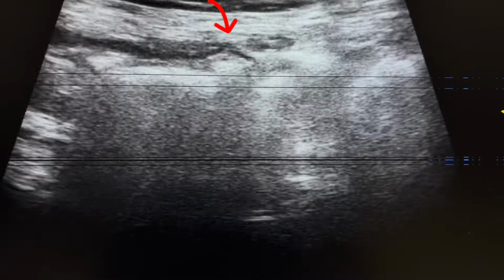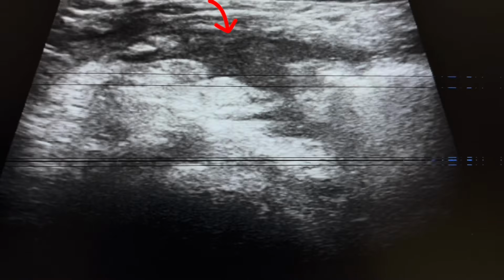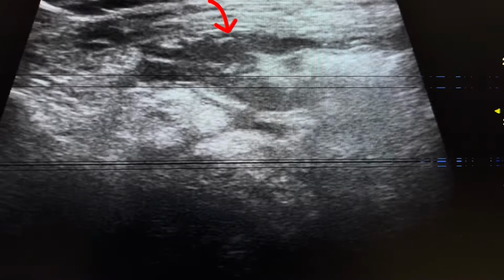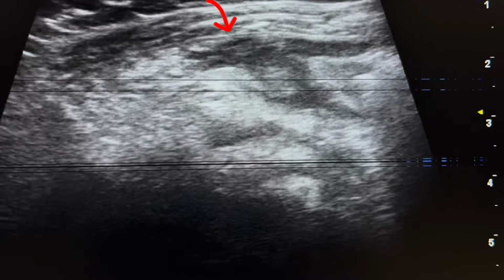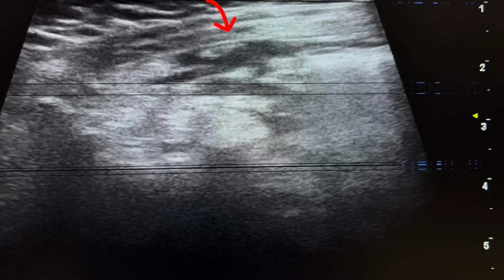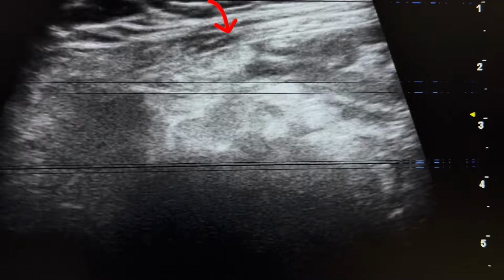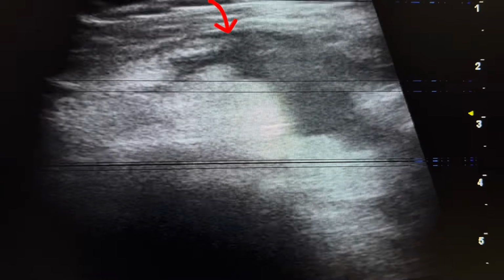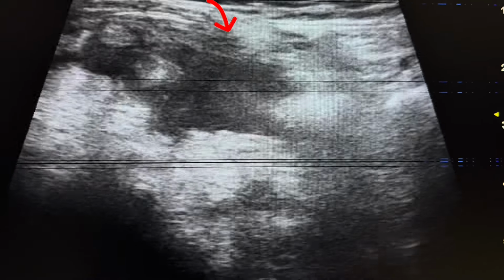Now we continue scanning the ascending colon from the right hypochondrium to the lower abdomen towards the cecum. Here we see the walls of the ascending colon are mildly inflamed in the middle part. The hypoechoic layer is the muscularis propria, which is thickened and inflamed, and below this the echogenic layer is the submucosal layer. Now continue scanning to the cecum.